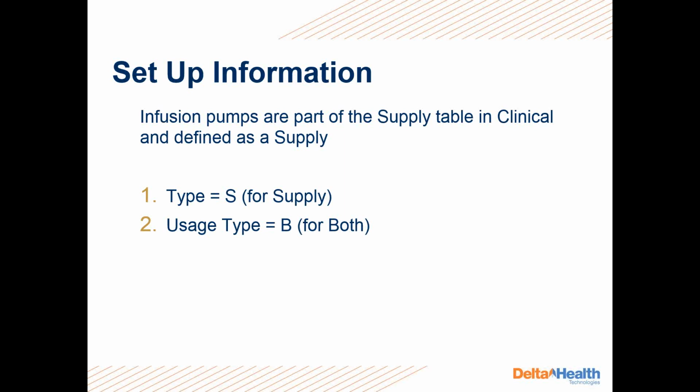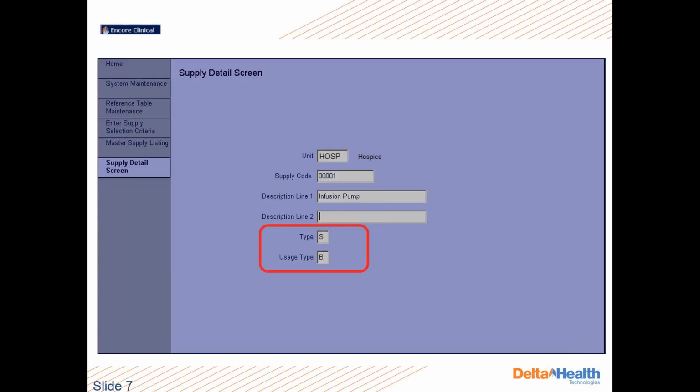The first thing we'll talk about is setting up, in the supply table, the infusion pumps that you will need to document for your injectable medications. The type needs to be equal to S for supply and the usage equal to B for both. This is illustrated on the screen on slide 7.